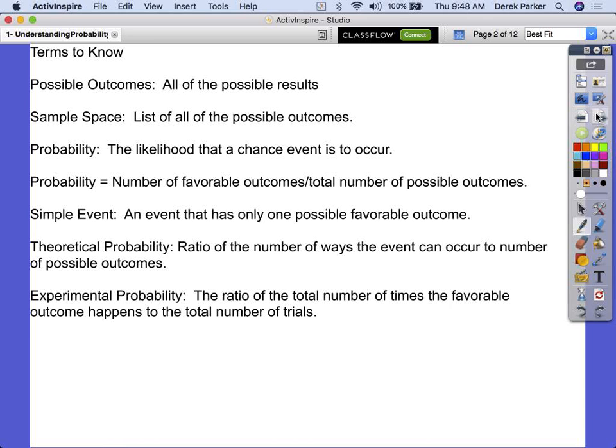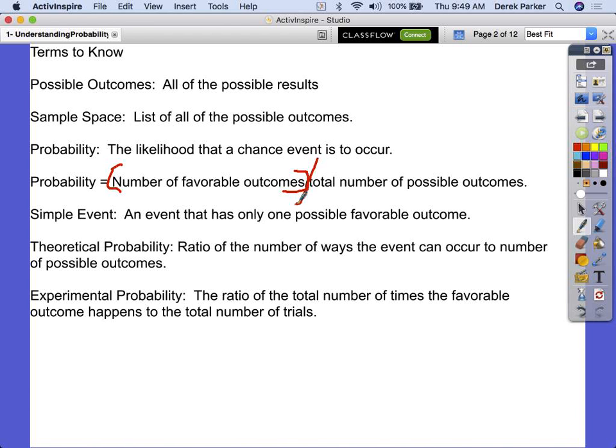Terms to know: possible outcomes, all of the possible results. Sample space. This is all of the possible outcomes. Probability, the likelihood that a chance event is to occur. And probability, your ratio or fraction, is the number of favorable outcomes over or divided by total number of possible outcomes. We'll come back to that in a few minutes. A simple event is an event that only has one possible favorable outcome.